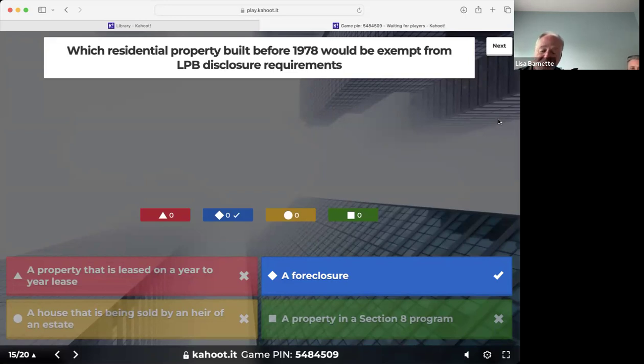Now, heirs are not exempt. This is one I have to deal with with my agents all the time: heirs believe that they are exempt, but that is not true. And then a property in a Section 8 program. Section 8 is a kind of subsidized housing program, and certainly they're going to be obligated to make sure that they follow lead-based paint disclosure rules. Gotcha.